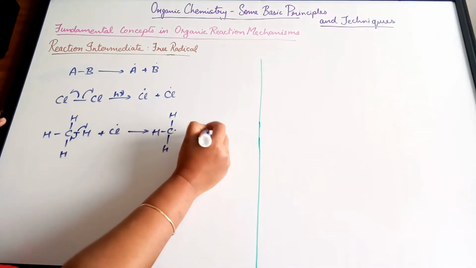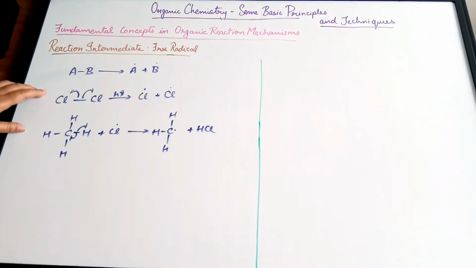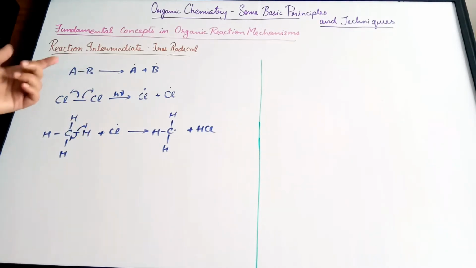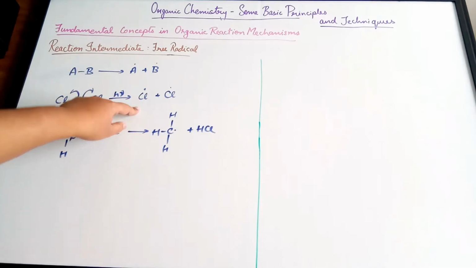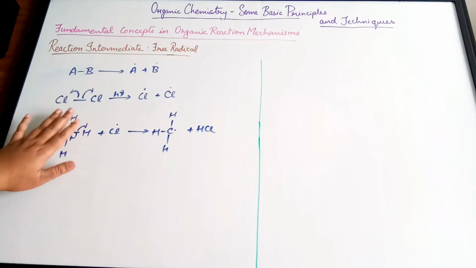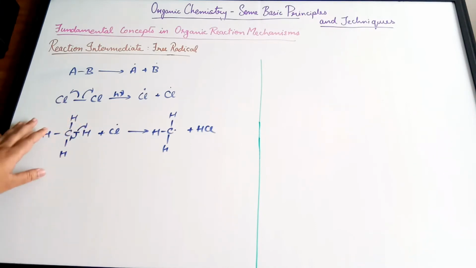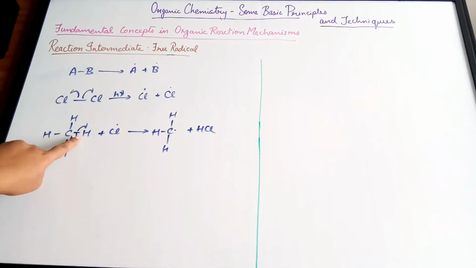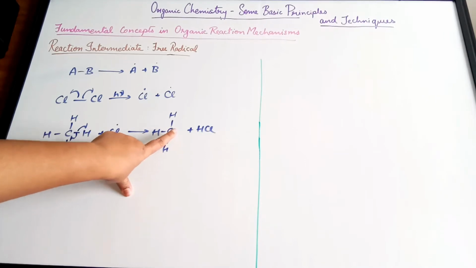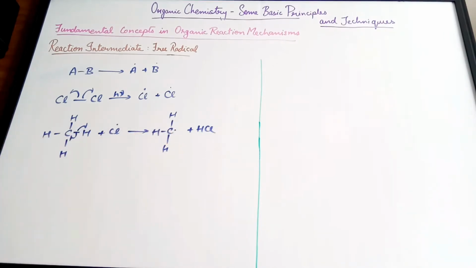plus HCl. So in the first step we have a chlorine molecule undergoing homolytic fission in the presence of light, leading to the formation of two chlorine free radicals. This in turn attacks the methane, and one of the hydrogens is going to go away with one of the electrons of this bond, leaving behind just one electron with the carbon, causing the formation of a free radical.